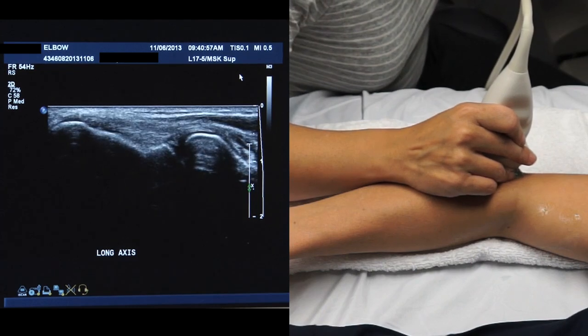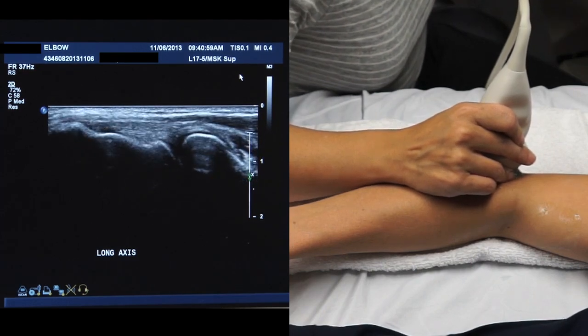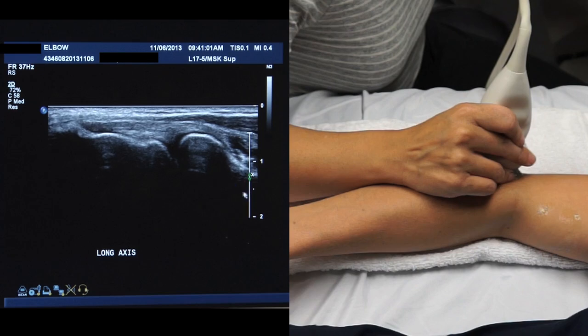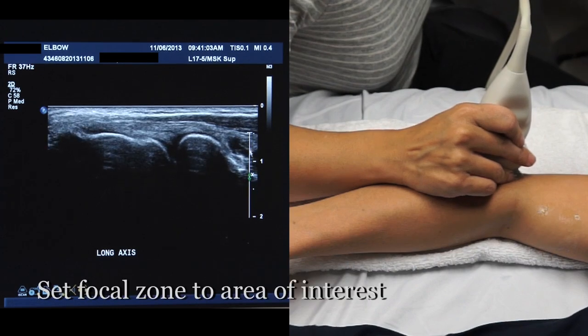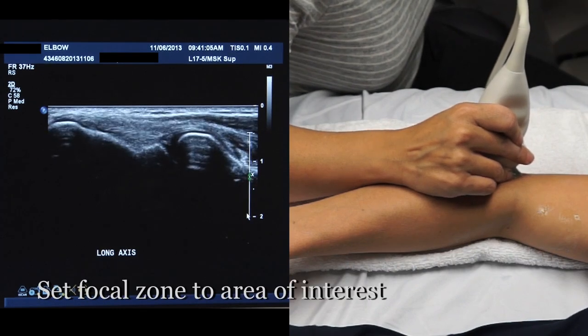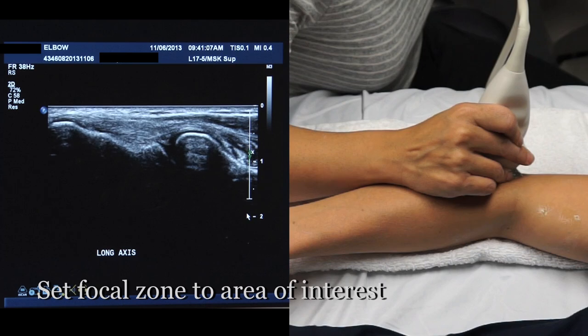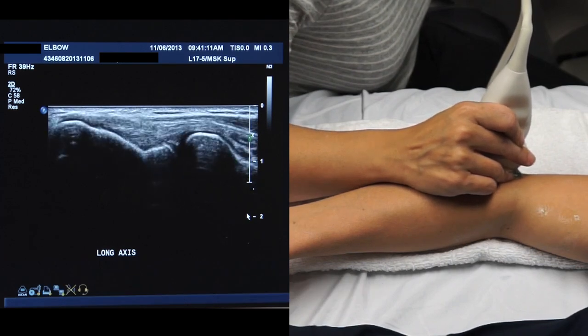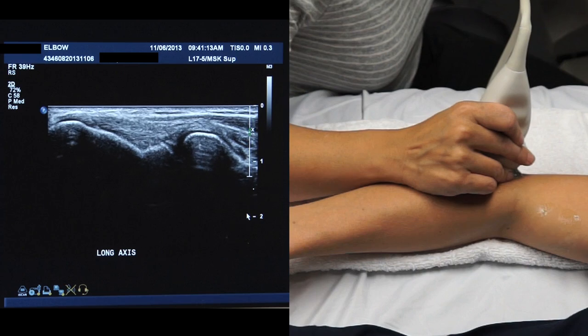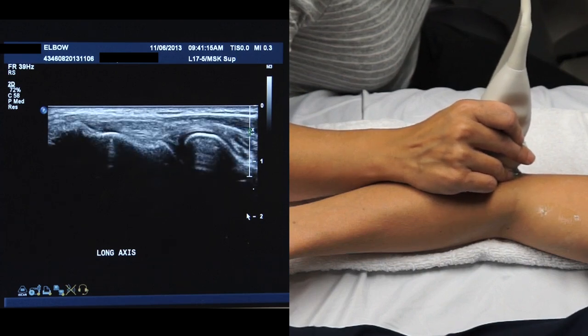You also want to make sure that you are focused on the structures being imaged. So the machine has a focus or focal zone, and you want to bring that up to the structures being imaged. So in this case, I'm moving the focal zone up. You can see the image improving as we're moving it up towards this tendon that I'm imaging.